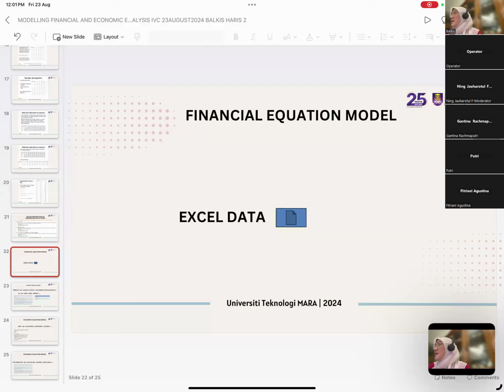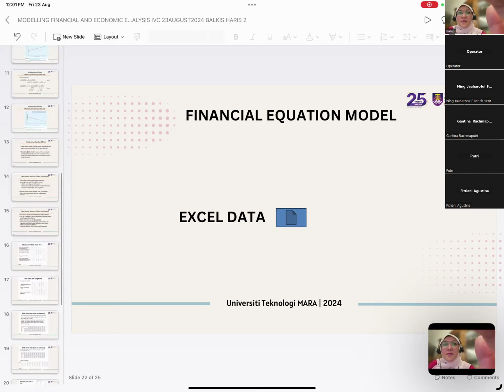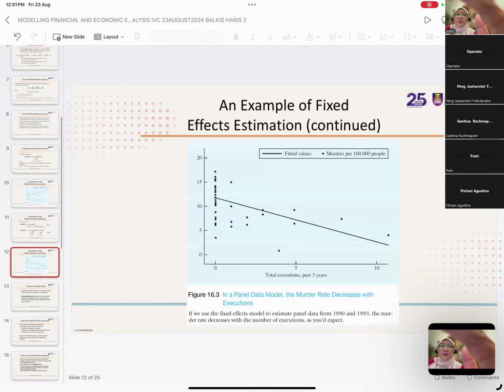Doctor, maybe I want to ask a question to you. Yes, Ning. Is it okay if I ask a question? Sure. I want to ask about what are the key differences between fixed effect and random effects models in panel data analysis, and how do these differences impact the estimation results?